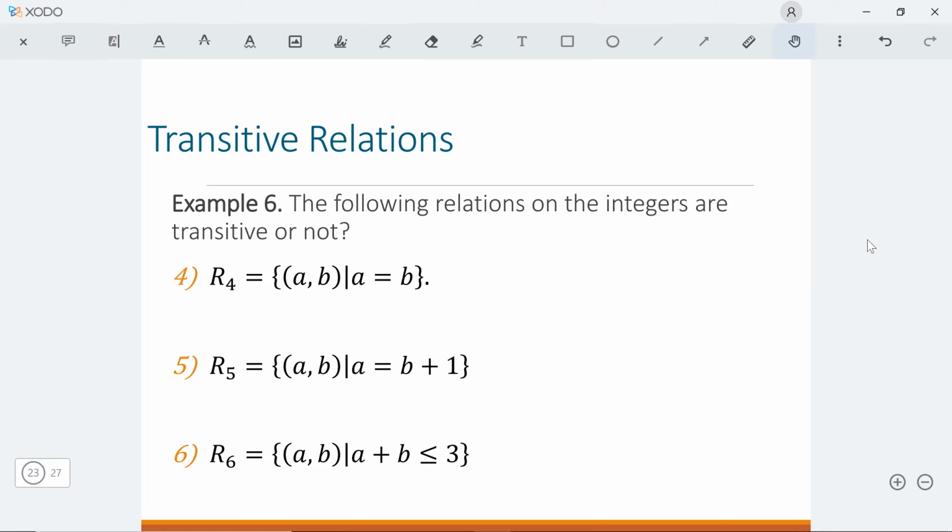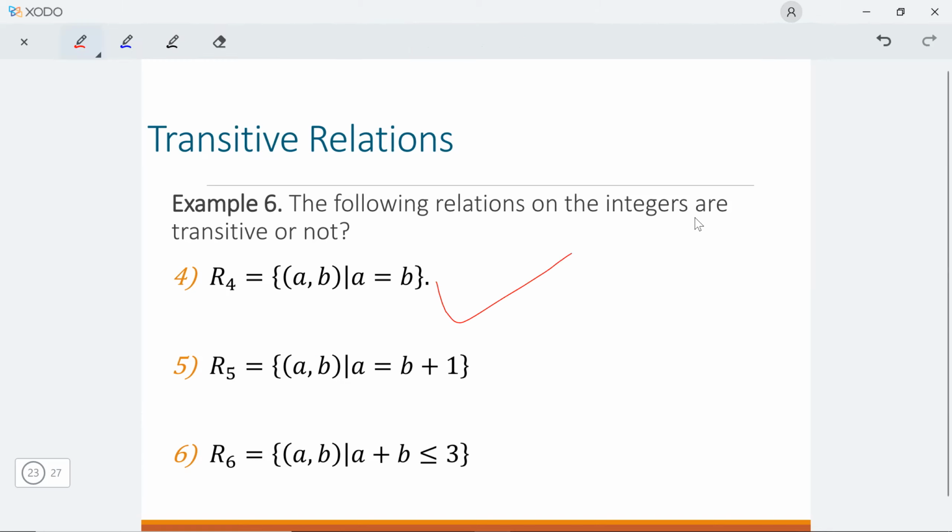So let's look at R4 together. For R4, this is the equal relation, right? So if we have AB in this relation, it means the values of A and B are the same. BC in this relation means the values of B and C are exactly the same. So if A equals B and B equals C, then just by our understanding of the equal relationship, of course, A and C equal each other. So based on this, if we have AB and BC both in this relation R4, we will have AC also in this relation R4.